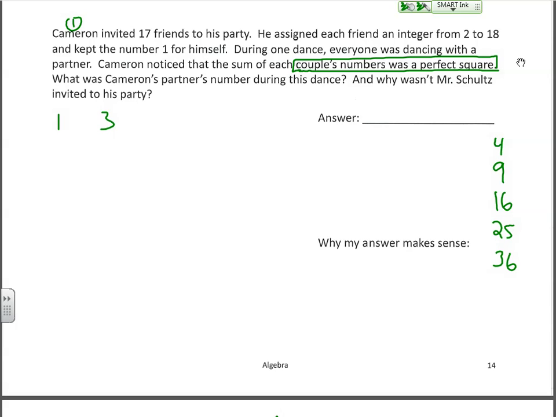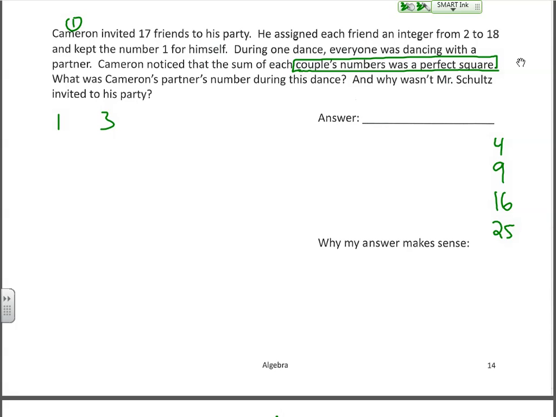Because if the two largest numbers are partners, 17 and 18, 17 plus 18 is 35. That's the largest possible sum that we could have. So we don't need to go to 36 here because it's impossible to have a sum that large with 18 people. Okay. So we looked at, well, who could Cameron be dancing with?